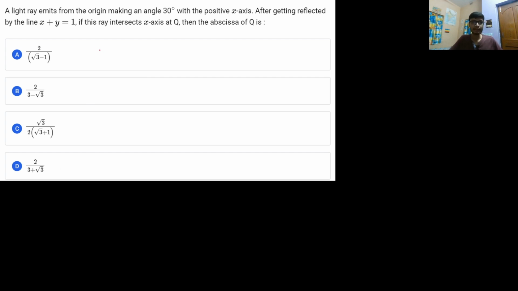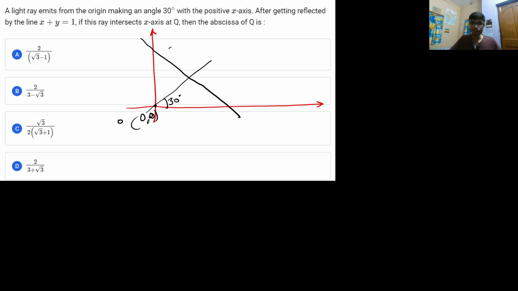It is said that there is a ray of light which emits from the origin. If I try to draw the situation, there is a ray of light which passes from the origin, and it makes a 30 degree angle with the positive direction of the x-axis, and then it reflects off a mirror. The mirror has the equation x + y = 1.